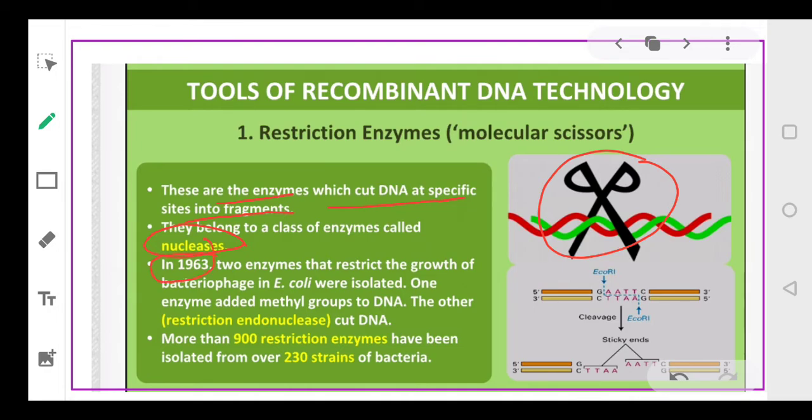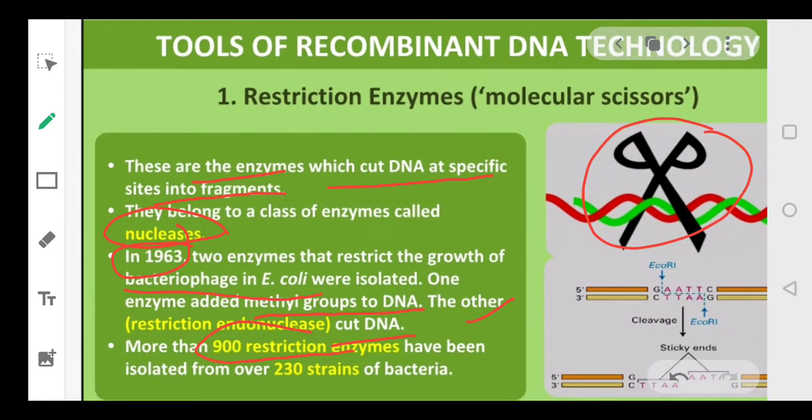Now in 1963, two such enzymes were identified, and these two enzymes stopped the growth of the bacteriophage in E. coli. तो 1963 में पहले ऐसे 2 एंजाइम्स आइडेंटिफाई हुए थे जो कि बैक्टीरियोफेज की ग्रोथ को रोकते थे E. coli के अंदर. Now one of these enzymes added a methyl group to DNA. एक जो था वो मिथाइल ग्रुप ऐड करता था और the second used to cut the DNA. एक डीएनए के अंदर मिथाइल ग्रुप ऐड करता है, दूसरा डीएनए को स्पेसिफिक पोजीशन से कट करता है. And since that time, a total of 900 restriction enzymes have been identified.